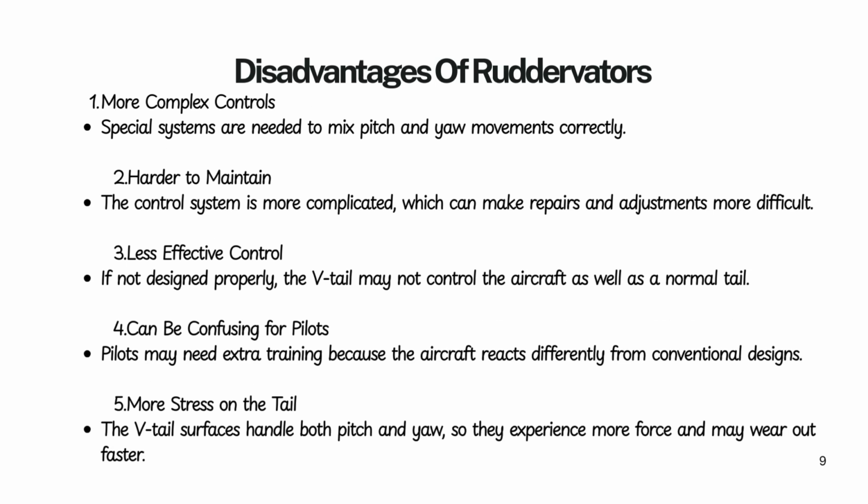Because Ruddervators serve two functions, the control system needs to translate pitch and yaw commands into combined surface movement. This adds mechanical or software complexity. Reduced directional stability: the lack of a dedicated vertical stabilizer can affect yaw stability, especially in crosswinds. Challenging maintenance: it can be more difficult to diagnose control issues or adjust the system correctly, increasing the chance of errors if not done carefully.